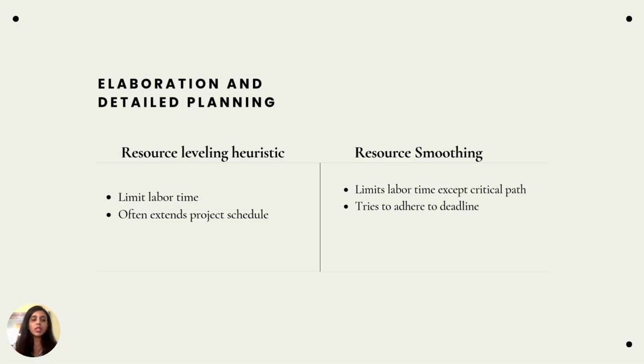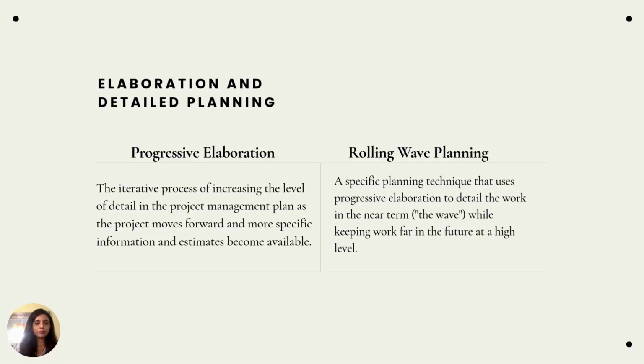And resource smoothing. Resource smoothing is a bit similar, but when the task is on the critical path, the labor limit can be adjusted. It's a bit flexible only and only when the task is on the critical path. So it adheres to the deadline, versus resource leveling, which adheres to the employees' maximum limit of hours. I hope these 2 terms are very, very clear. Please note it down. It will come in your exam, so make sure you understand both of these terms.